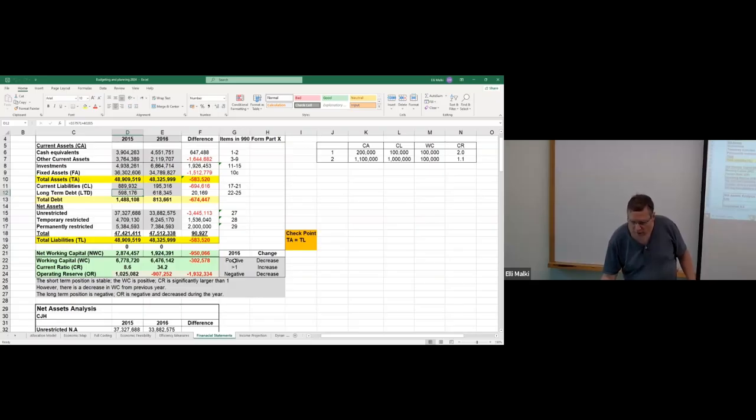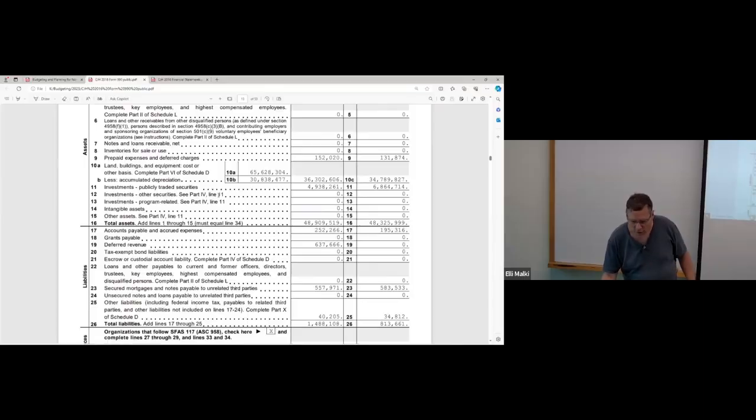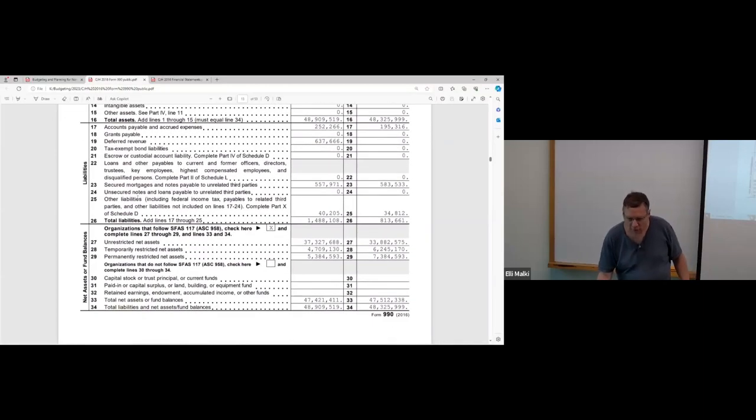So let's have a look at them. Okay, so lines 22 to 25, you can see loans, secured mortgages, etc. So we have one figure here, 583. These are basically loans or debt that we have as an organization, which is expected to be paid not in the next year, but in the years after that. Okay?